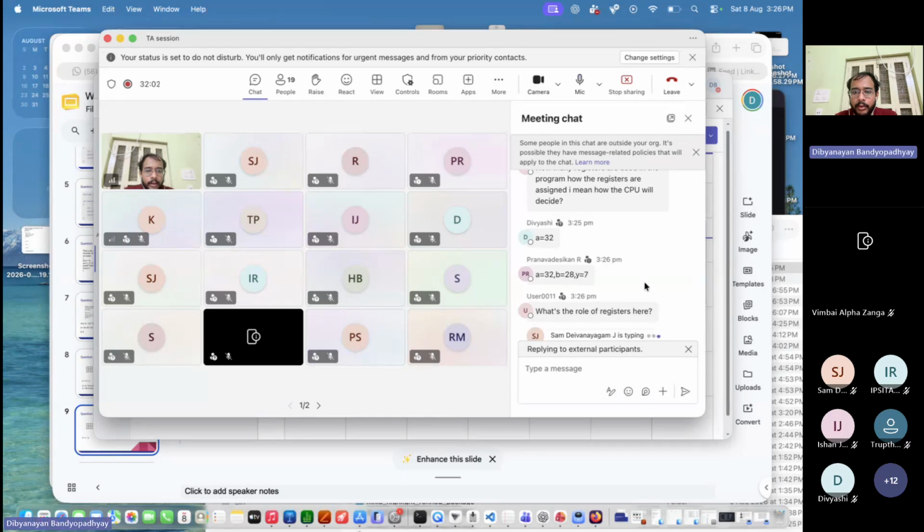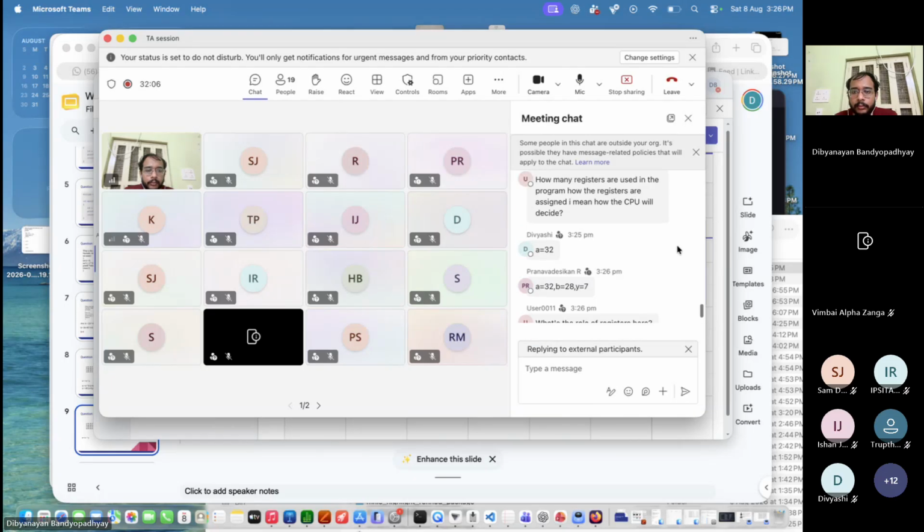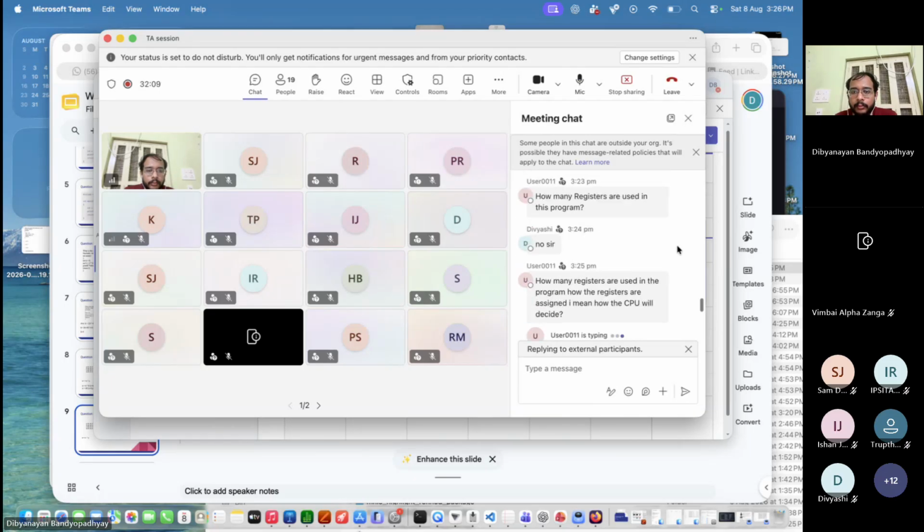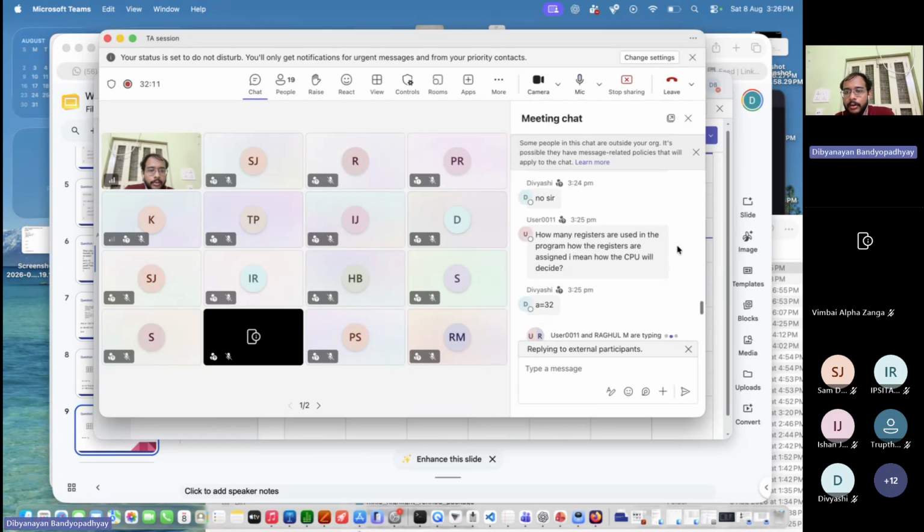A32, B28, Y7. How many registers are used in this program? How are the registers assigned? I mean, how the CPU will decide?